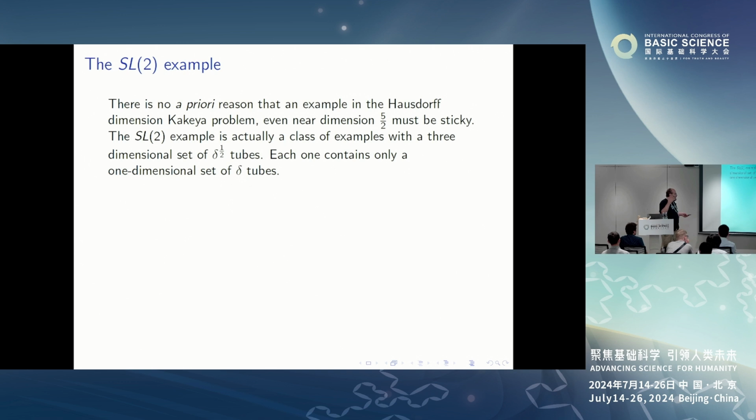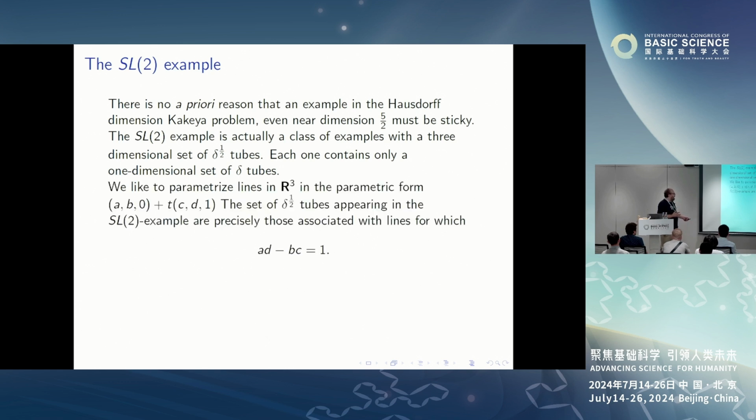And that parameter is exactly a parameter that measures stickiness. And so there's a 4-dimensional set of lines. If we parameterize the lines in R3 as (a, b, 0) plus t(c, d, 1), this anti-sticky near miss has a three-dimensional set of tubes, and it's precisely those tubes for which AD minus BC equals 1.